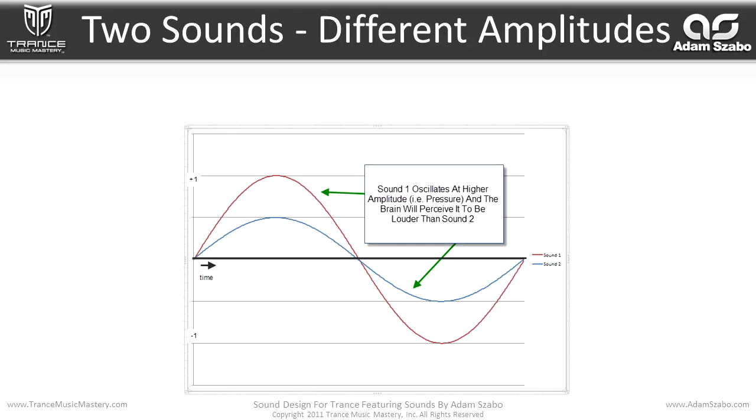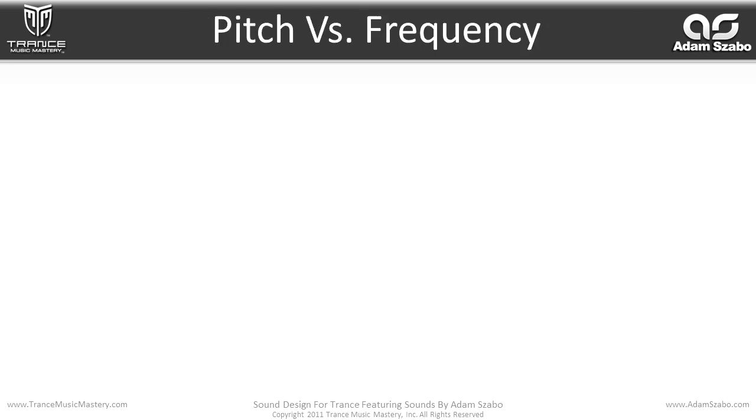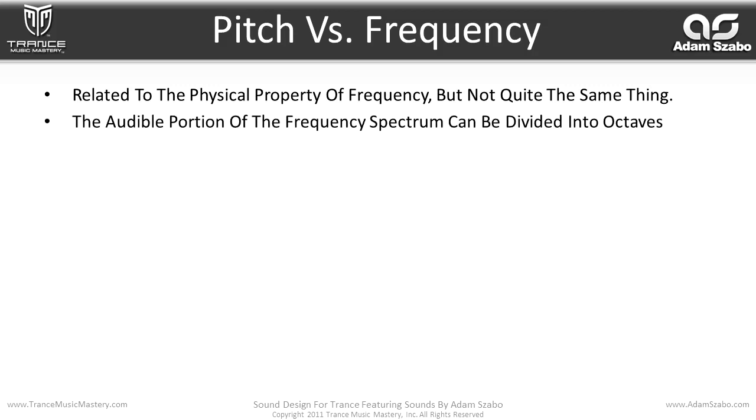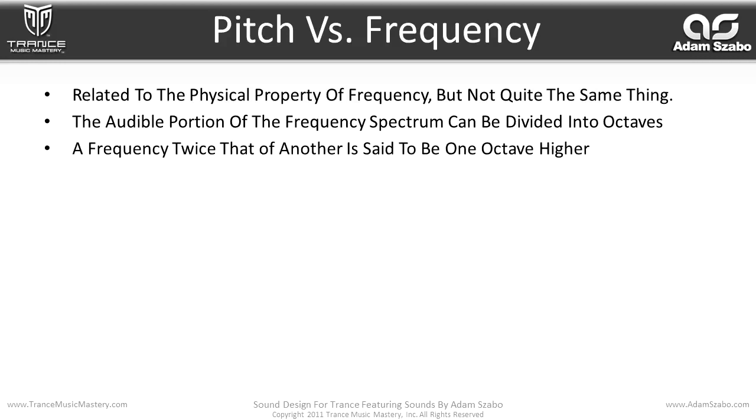So here's a slide showing two different sounds, or two sine waves, at different amplitudes. So sound 1 is oscillating at a higher amplitude, in other words, air pressure, and the brain will perceive it to be louder than sound 2. Now we come to the concept of pitch and how it relates to frequency. It is related to the physical property of frequency, but it's not quite the same thing. The audible portion of the frequency spectrum can be divided into what are called octaves. Okay, and if you're not familiar with the concept of an octave, basically a frequency that's twice that of another is said to be one octave higher.